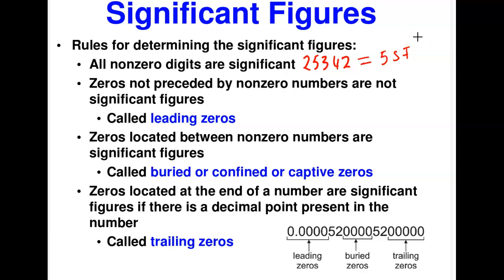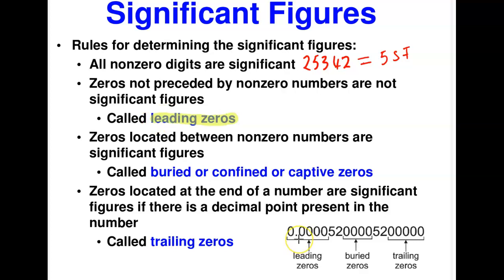Now, managing non-zero digits is very easy and simple to handle. But if we come to managing zeros, it becomes a problem. That is why we have different types of zeros in significant figures. The first one we're going to look at is what we call the leading zeros. The leading zeros here are zeros that come before any non-zero digit.